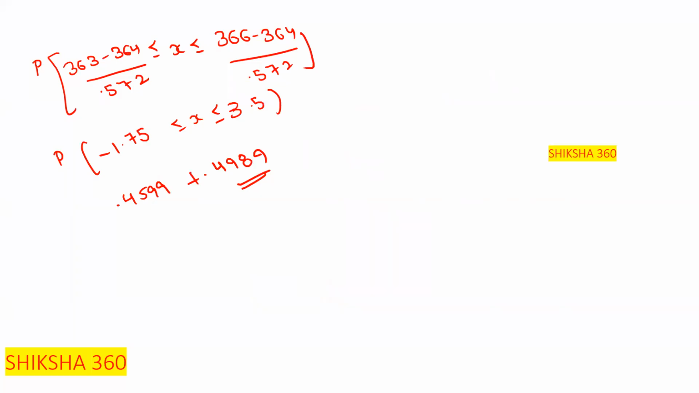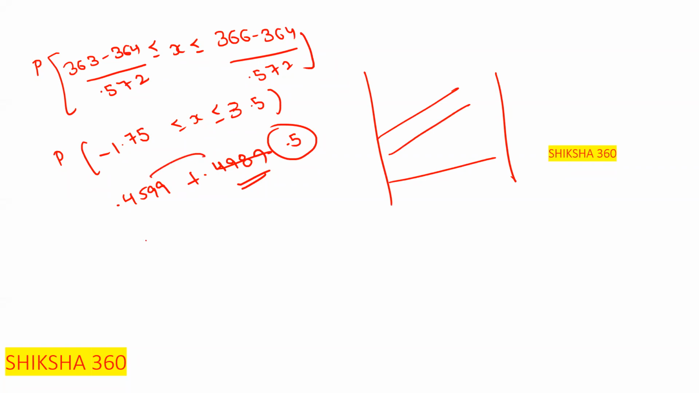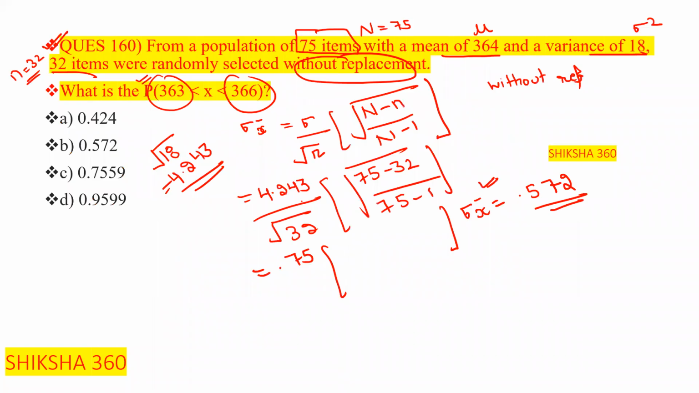For 3.5, in that case we will take it as 0.5, clear? So what is the overall area between them? Add both of them: 0.4599 plus 0.5000 gives 0.9599. This one is our answer.